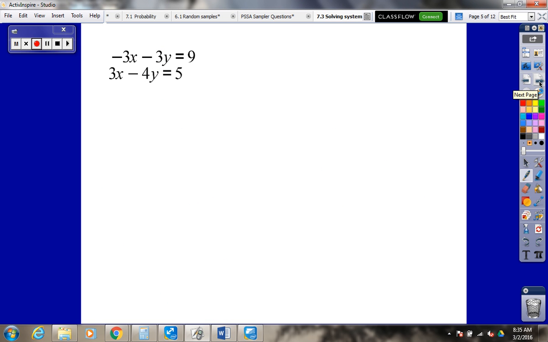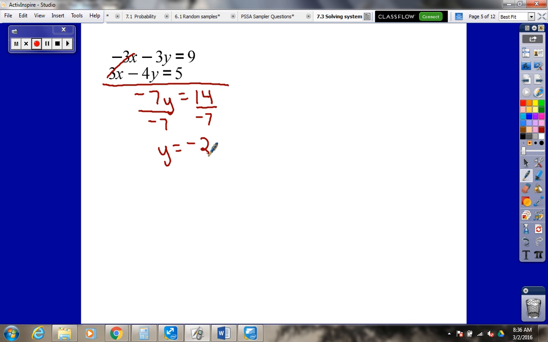Okay, let's just take a look at the solution to this. I'll have you guys help me out with this. Courtney, when you add these together, what do you end up with? Good. Negative 7y equals 14. The 3 x's cancel out and they're gone. What do I do now, Courtney? Divide by -7. Good. And I get y equals negative 2.